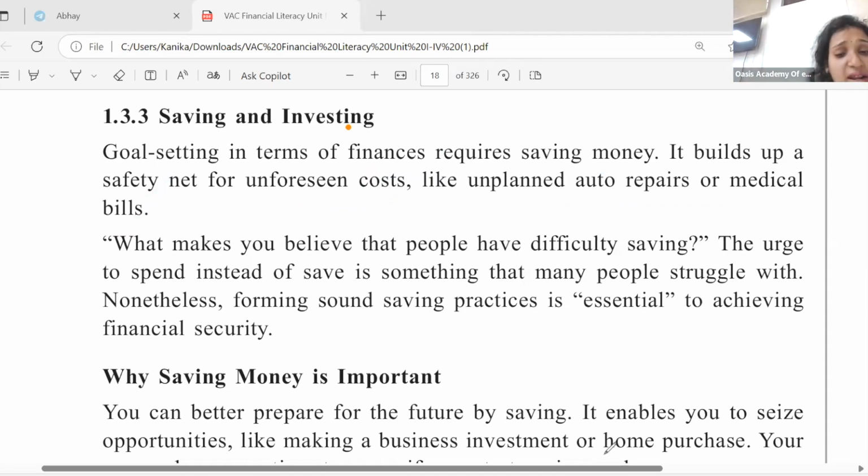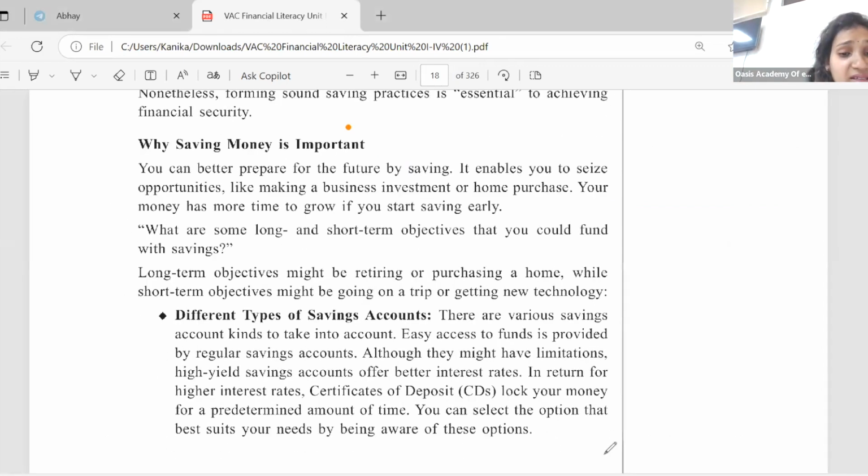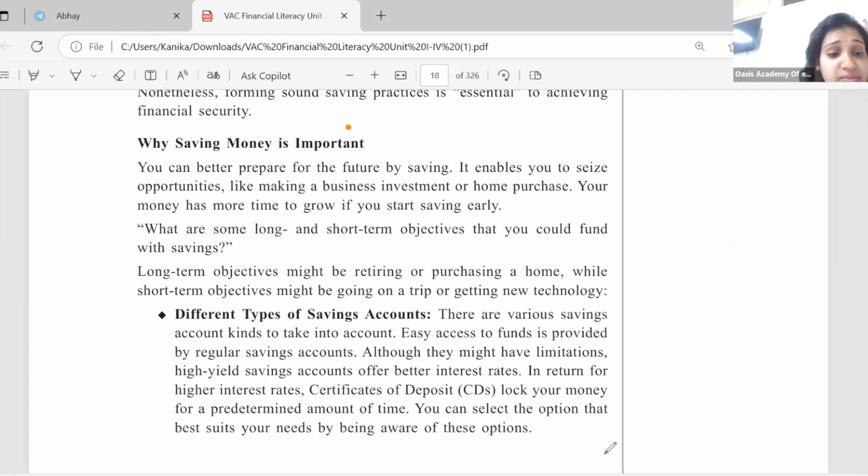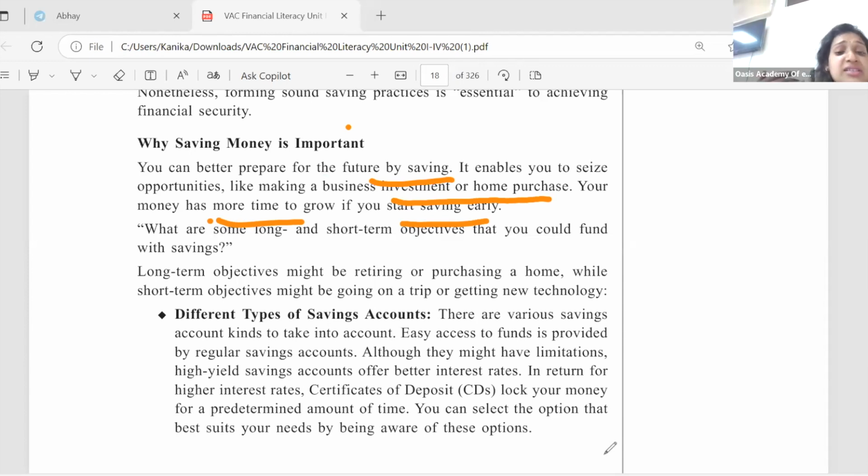Why is saving important? Can anyone tell me that? Saving is very important. You can better prepare your future by saving. It enables you to seize opportunities, like making business investments or home purchases. Once your savings increase to a certain point, you can start a business investment or purchase a property. And if you start saving early, your money has more time to grow.